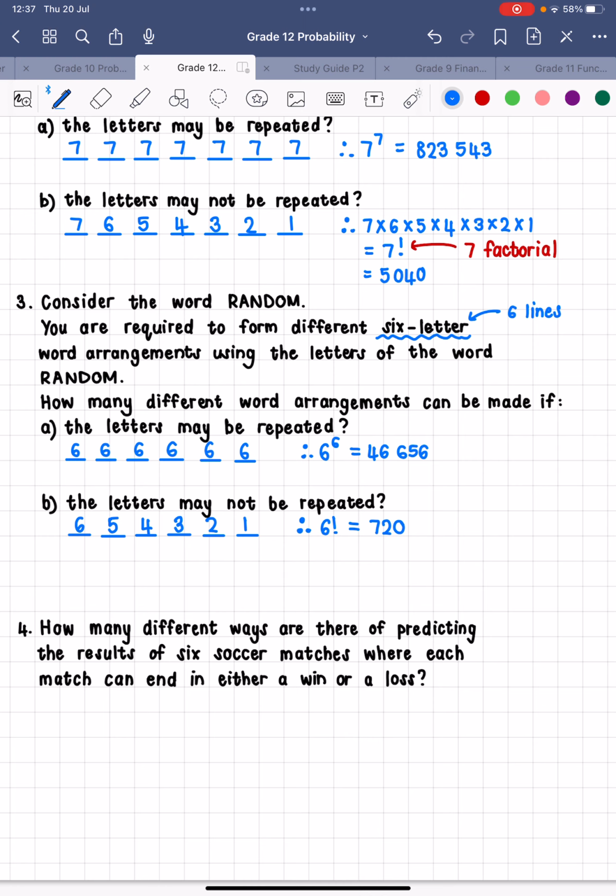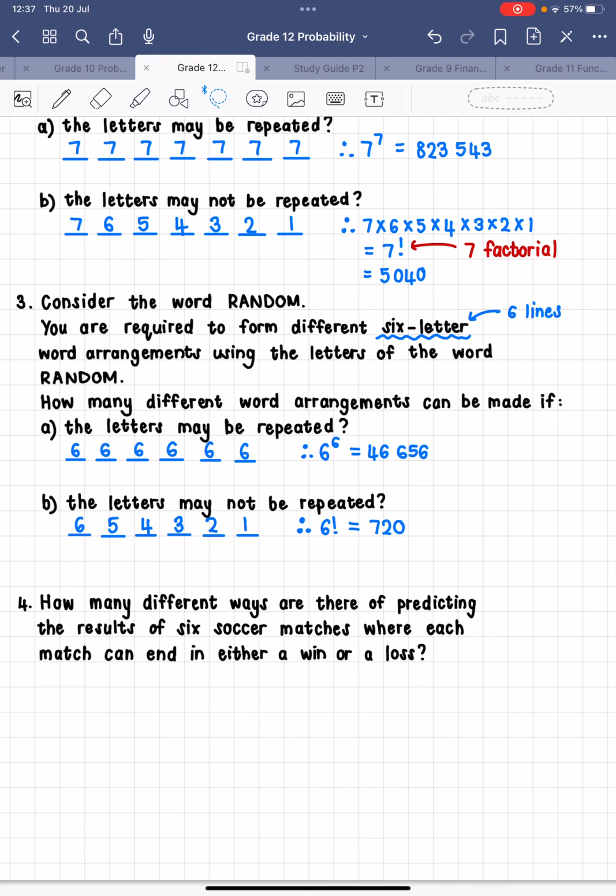Now let's look at one that is a little bit different. How many different ways are there of predicting the results of 6 soccer matches where each match can end in either a win or a loss? Okay, so now how many matches are there, guys? 6. 1, 2, 3, 4, 5, 6. I'm going to have to make a prediction for 6 of those, for the 6 matches, right? So each of those matches.